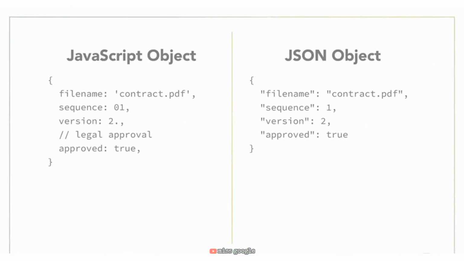In my JavaScript object here on the left, I can include a comment that says legal approval, and that's just before the approved true key value pair. So in JavaScript, I use those two slashes to say, hey, this line's a comment. But in my JSON, I cannot include that comment, so I can only have the data that I want to include as part of the object.